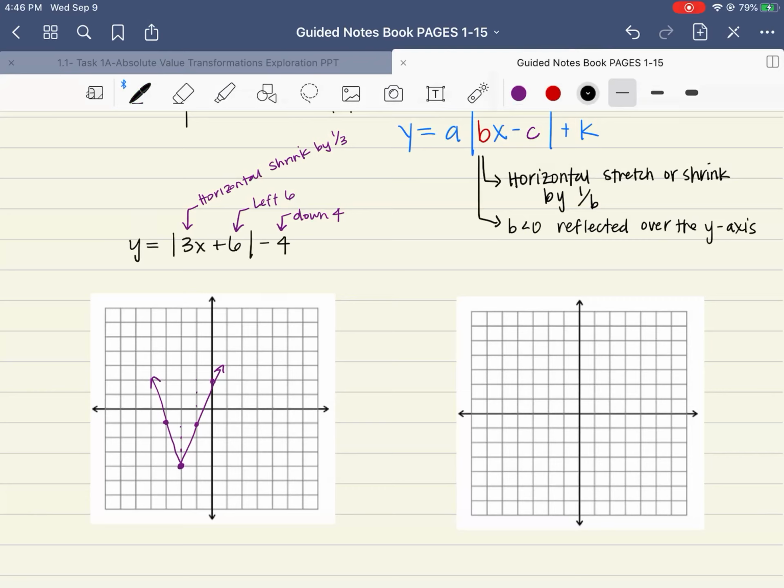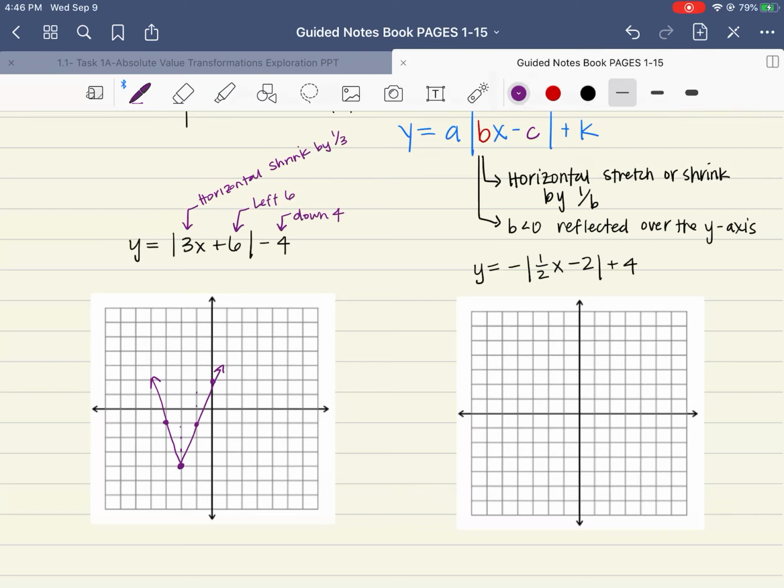Let's do one additional one. I'm going to throw just about everything at this one. So we're going to go y is equal to negative 1/2 X minus 2, and let's do plus 4.